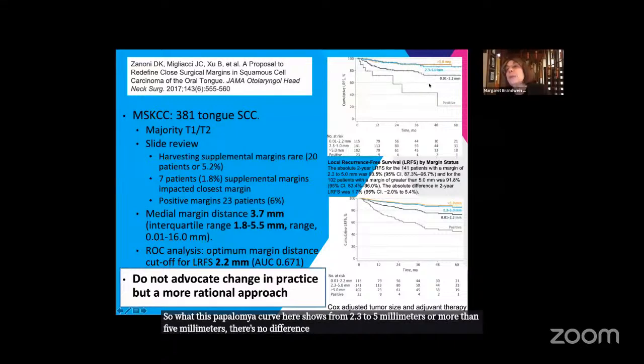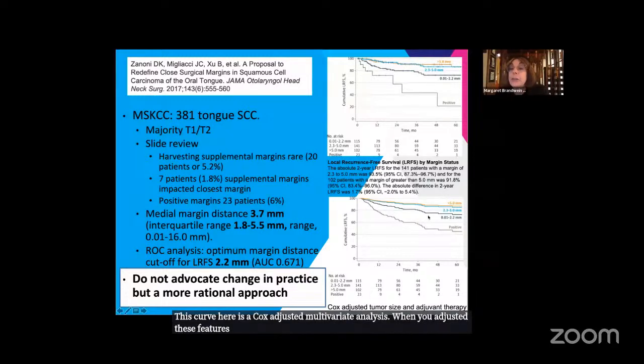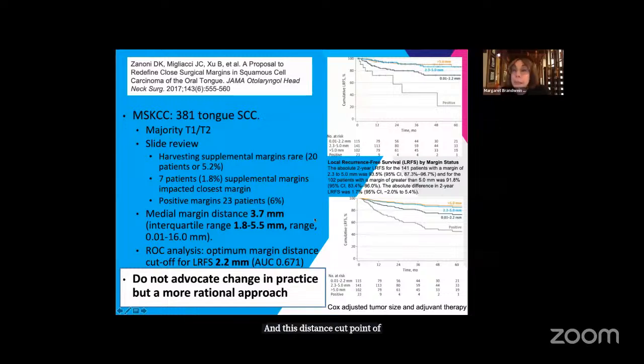When you look at this variable, from 2.2 to 0.01, you have a significant drop here. And then of course, positive is a significant drop. So they came to the conclusion that at about 2.2, that's when you impact local regional occurrence. This curve here is a Cox adjusted multivariate analysis when you adjusted these features for tumor size and adjuvant therapy. And this distance cut point of 2.2 remained significant in terms of changing impact.